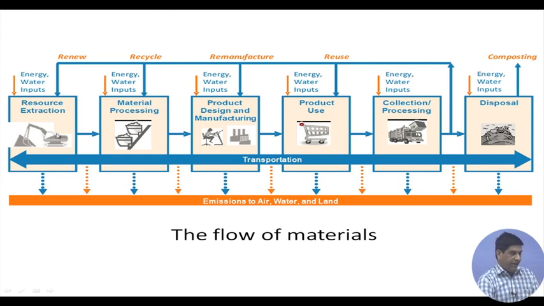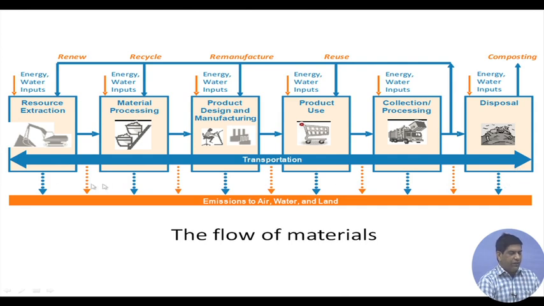So, if you start from the beginning, you have the resource extraction. From resource extraction, you go to material processing, which most of your metallurgy friends will do for you. Then you go to product design and manufacturing, where most of the engineers come into the picture. Then the product is used, where all of us come into the picture. Then it goes to disposal. It has to be collected, processed, recycled back, and part of it probably needs to be disposed of as well.